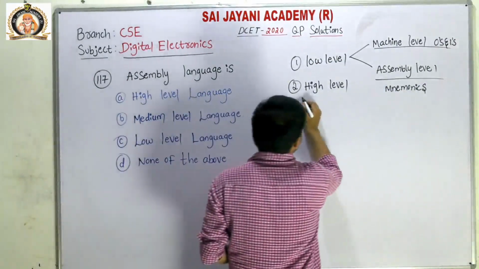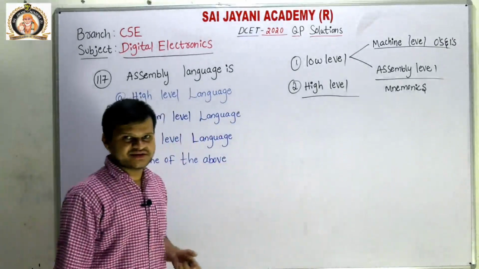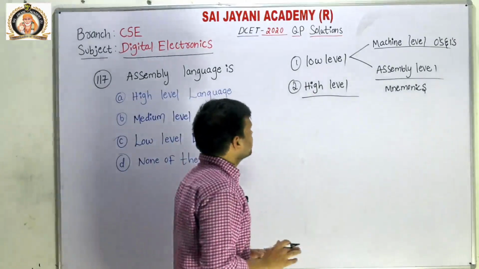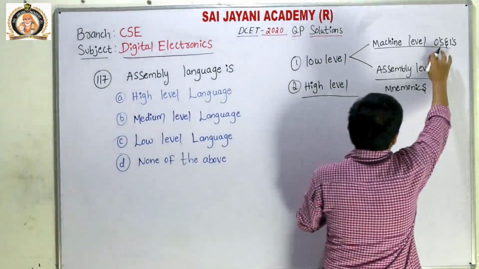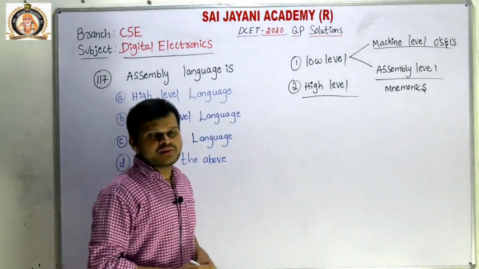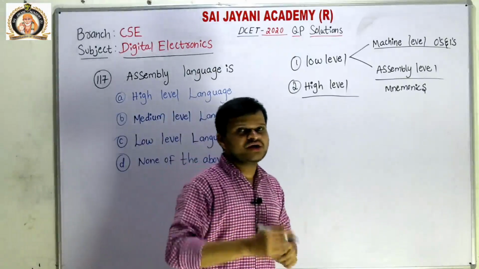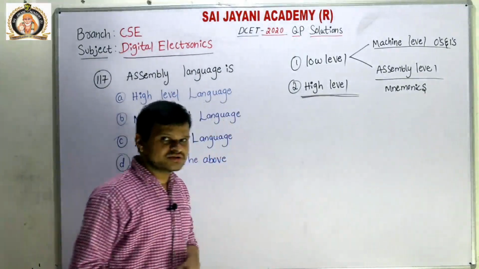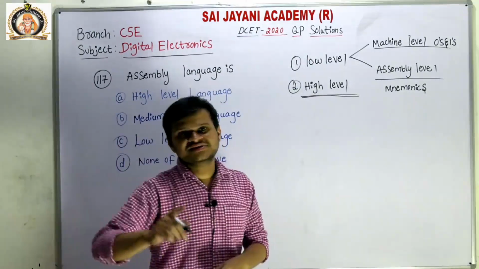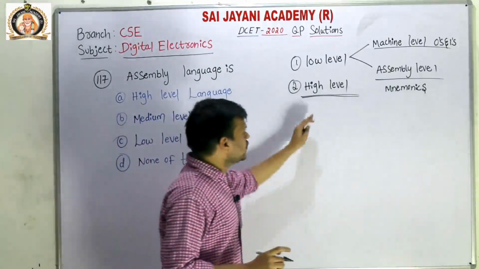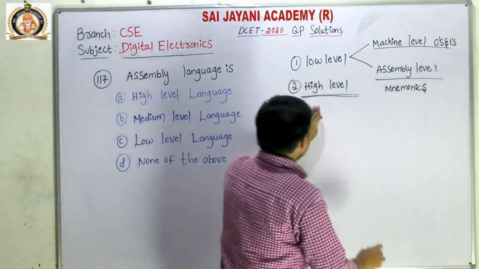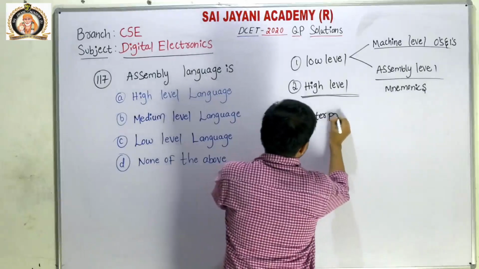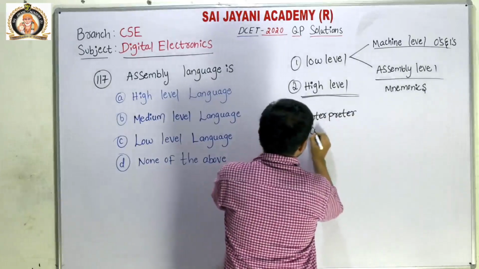But in high level programming language, the program is written in a way that the user or the human can easily understand. Both machine level language and assembly level language directly communicate with the computer's hardware. But the high level language does not communicate directly with the computer's processor or the hardware. So it needs a translator called an interpreter or a compiler.